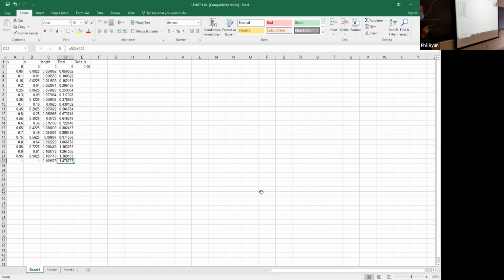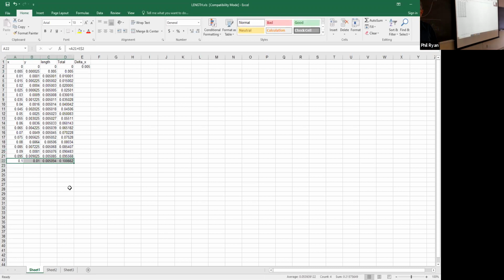How do I get a better approximation? Make the interval smaller. So instead of 0.05, instead of 1 on 20th, let's make it 1 on 200. When I do that, unfortunately, I only get up to 0.1 instead of 1. So I have to make my file bigger. So what I do is I click here. I keep my finger down on the left button.